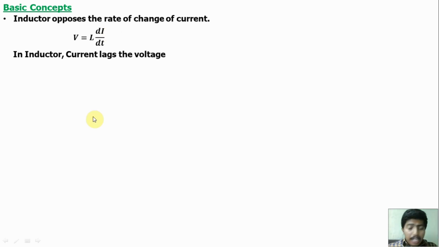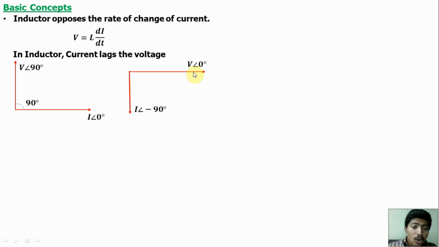In the phasor diagram, if current is the reference, I angle 0, voltage will lead. Current lags, voltage leads. Current lags the voltage or voltage leads the current, both are the same. Here voltage leads, current lags. Otherwise, in another representation, voltage is taken as reference, so current will lag by minus 90.